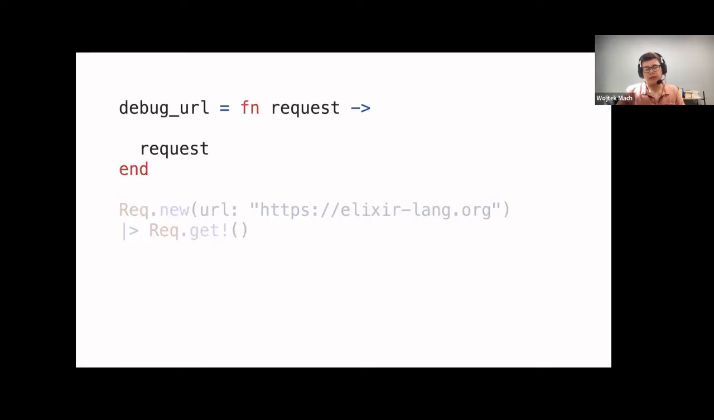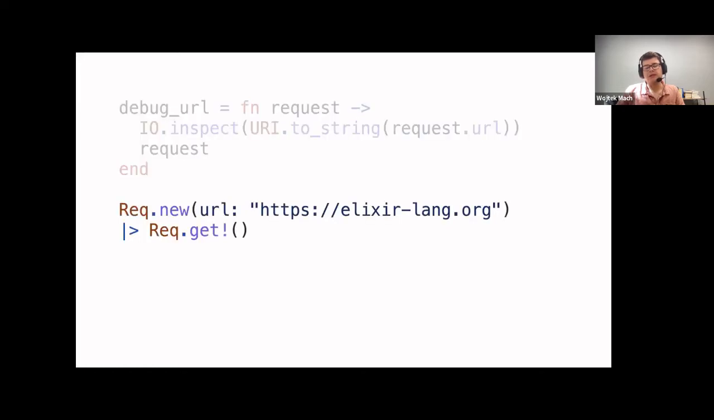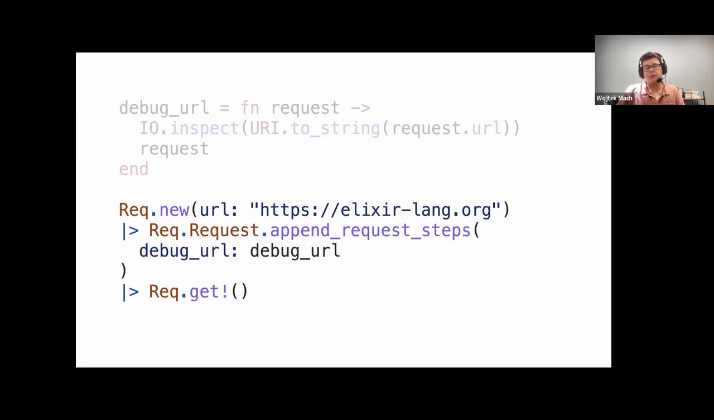So again, a step is just a function. It takes a request and returns the request, and we can maybe IO.inspect the URL. And this is how we would use this custom step. We would call the Req.Request.append_request_steps function, passing this or some other steps.